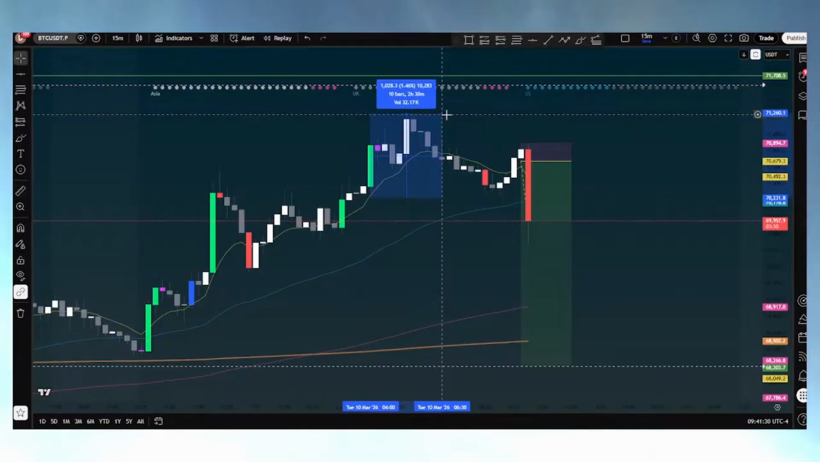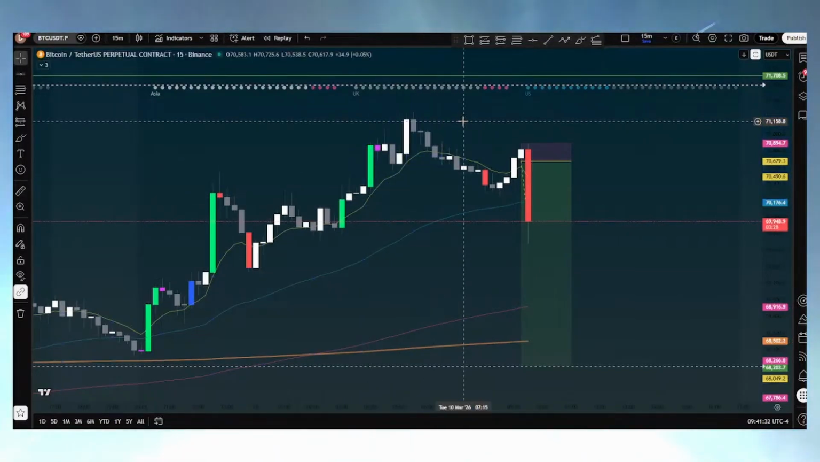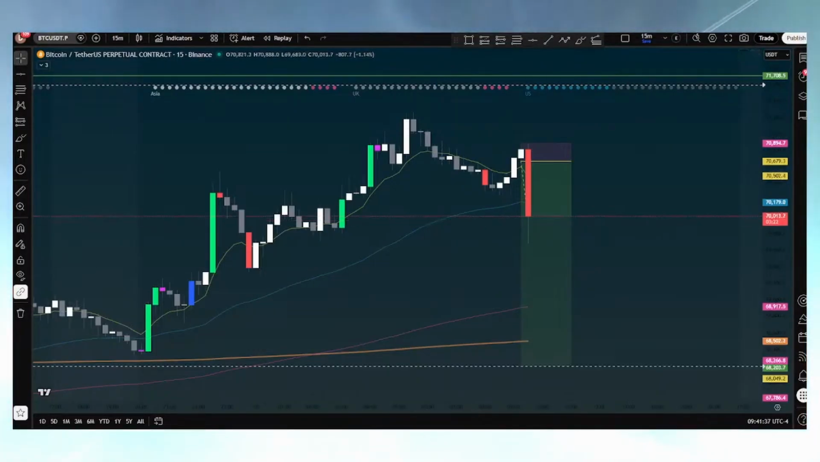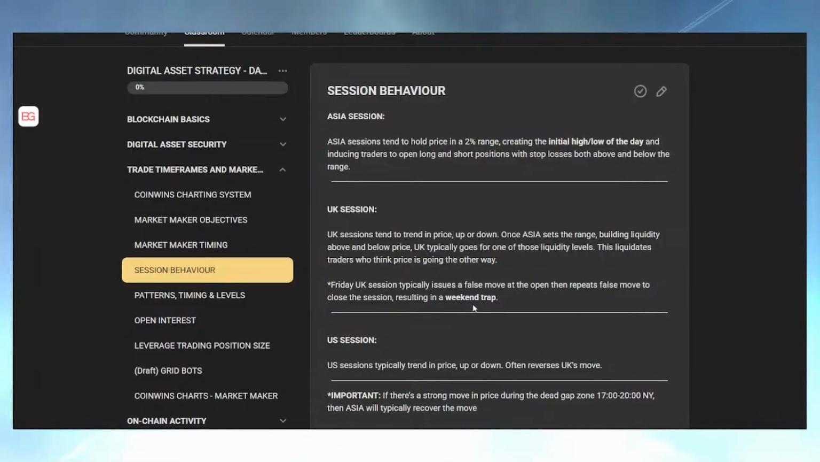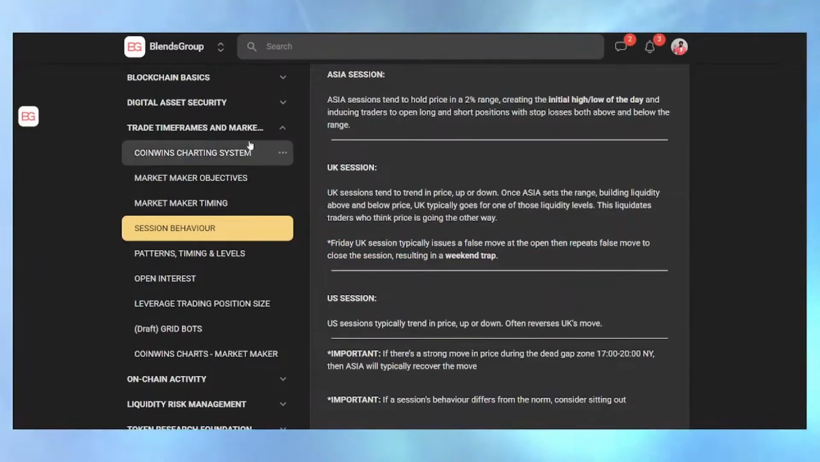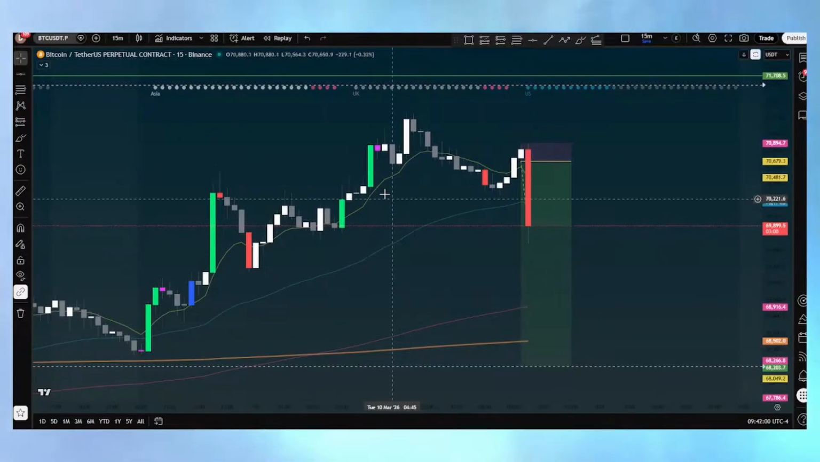It was 1.5% roughly, maybe less. So UK also performed in a strange way, out of the typical session behavior for the weekdays, not including necessarily a Friday or a weekend, which we can get to. And so moving to US, which is where we are right now, the US session typically trends in price and oftentimes reverses UK's move. So let's quickly take a look.